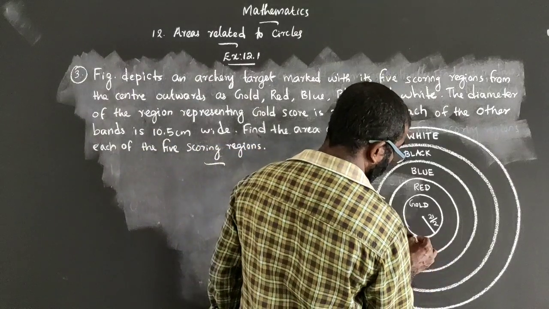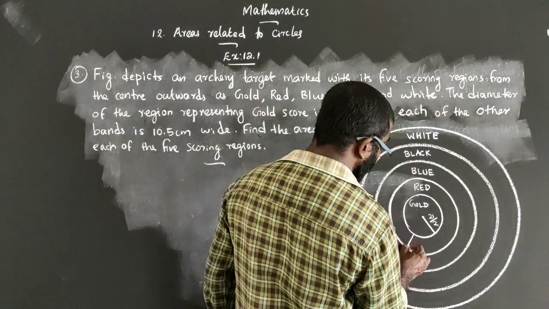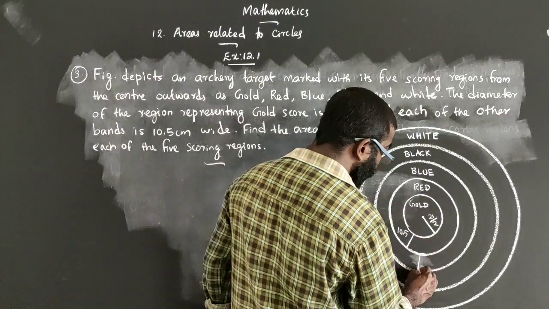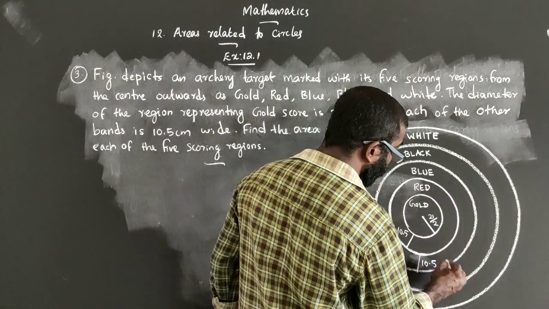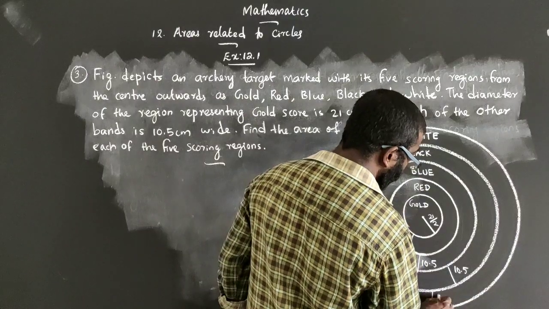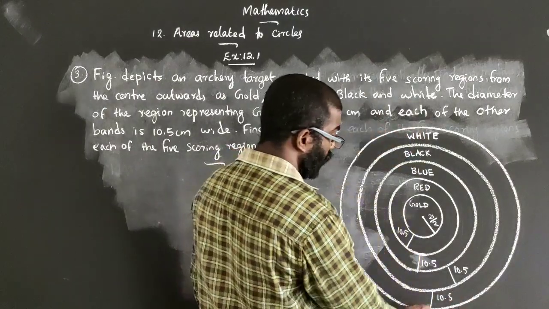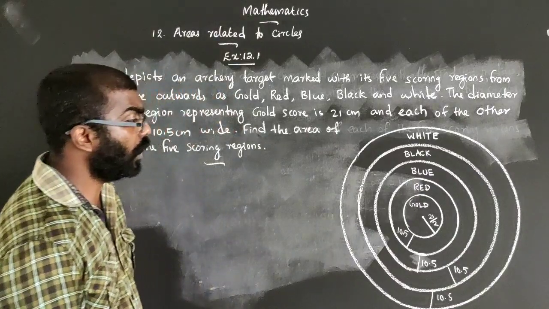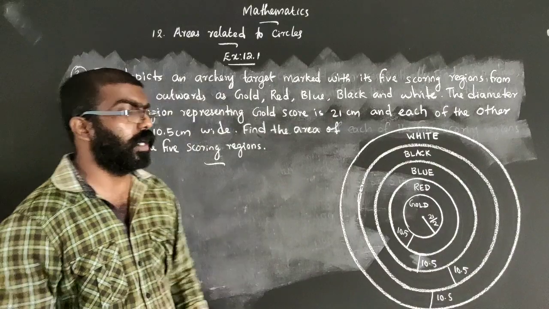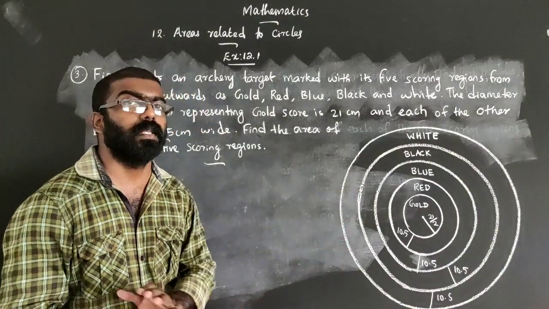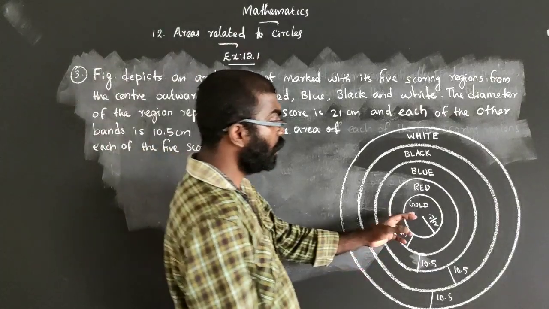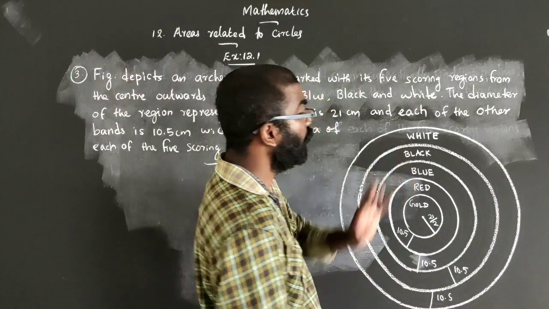So this width is how much? 10.5 centimeter. So here also 10.5. Here 10.5. All are 10.5 centimeter wide. Okay. Find the area of each of the 5 scoring regions. We have to find the area of each of the 5 scoring regions, namely gold, red, blue, black and white.